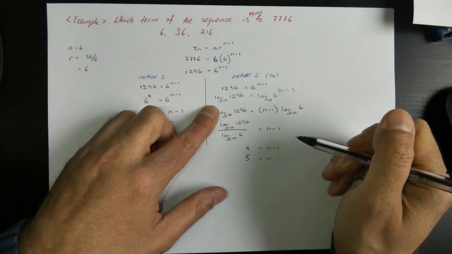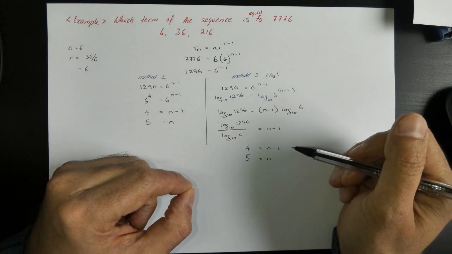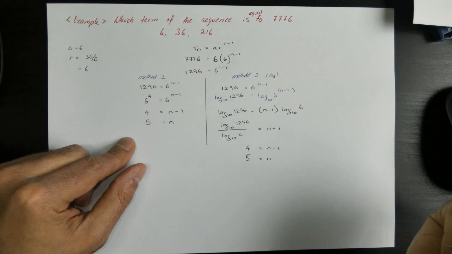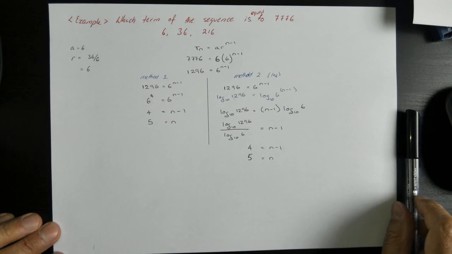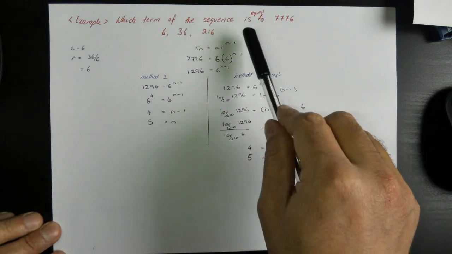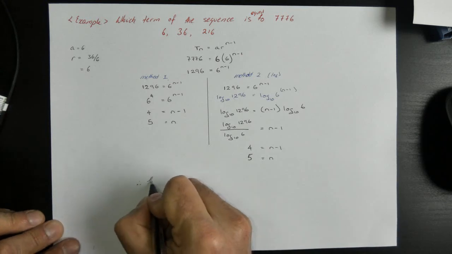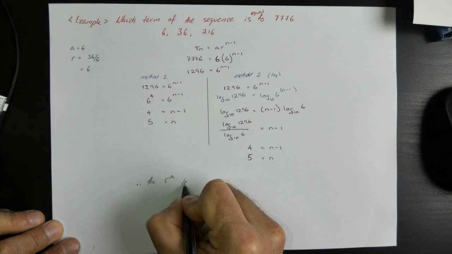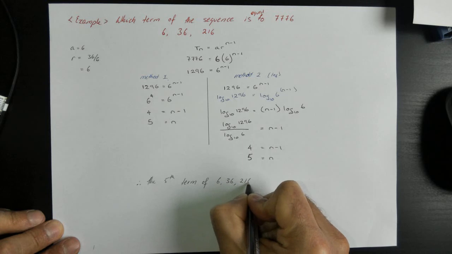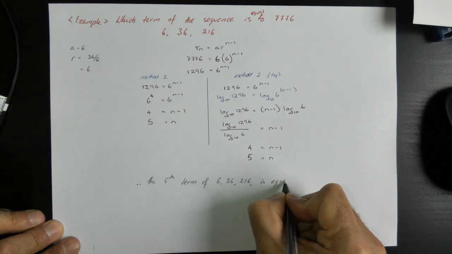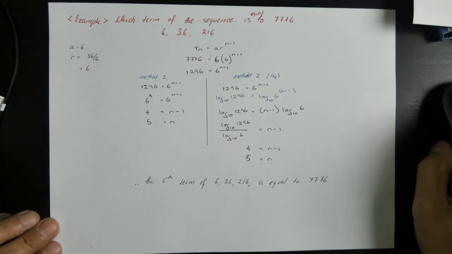Right? This method is a little bit faster, especially if we've got trickier numbers. Otherwise you can use trial and error. Yep, so n is equal to 5. Okay, and that's it. So which term of the sequence is equal to 7,776? The fifth term. Therefore, the fifth term of 6, 36, 216 is equal to 7,776. Okay, excellent. Have a good day.